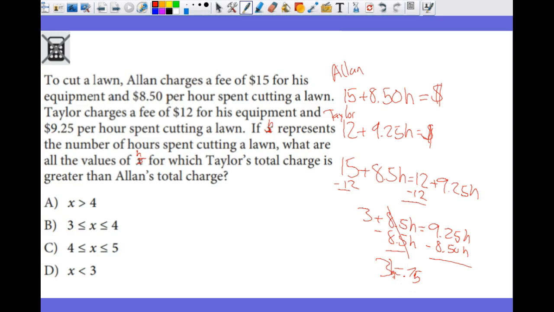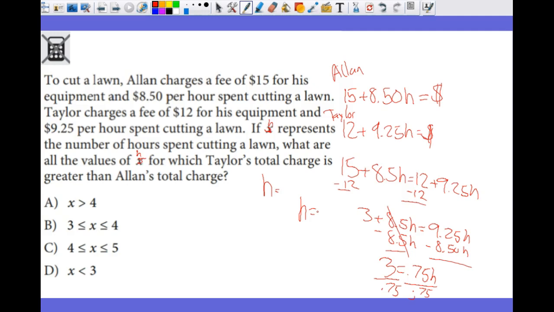Now, in order to solve for H, we need to divide both sides by 3. So we have H is equal to, oh, I'm sorry, I messed that up. I dropped my variables. Let me rewrite this. We know 3 is equal to 0.75 times H. We need to divide both sides by 0.75. And we get H is equal to, well, that's kind of hard to figure out, right? We have 3 divided by 0.75.